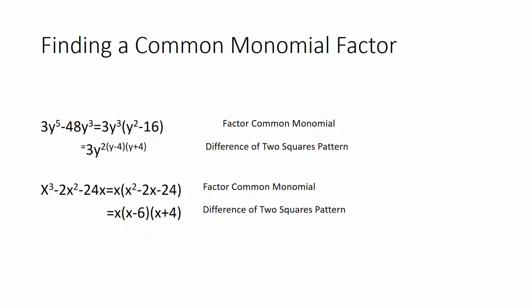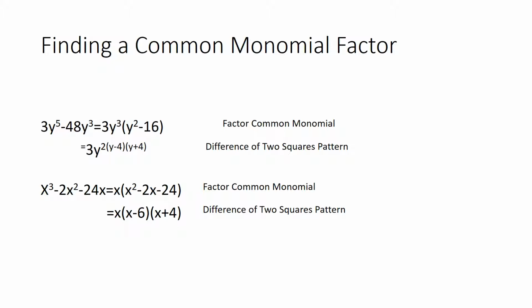Finding a common monomial factor. 3y to the fifth minus 48y to the third, which equals 3y cubed times y squared minus 16, which is the factor once you factor the common monomial out. And then you find the difference of two squares, which is 3y cubed times y minus 4 times y plus 4 in parentheses.